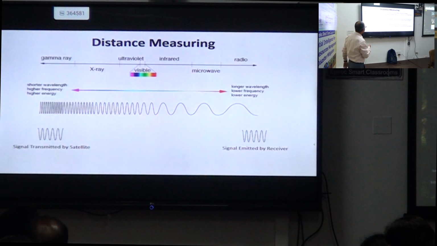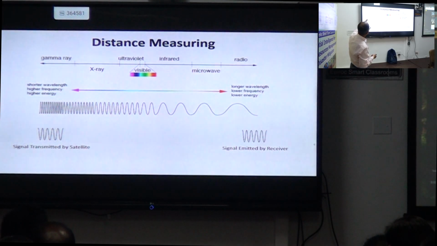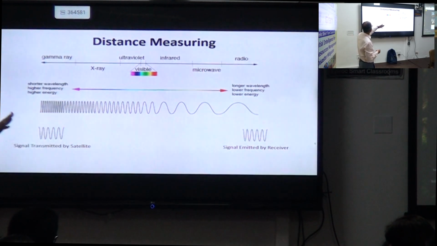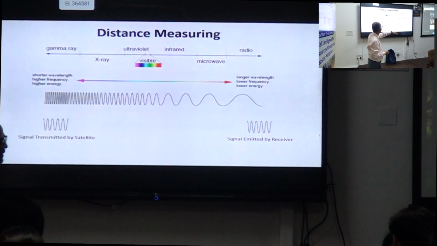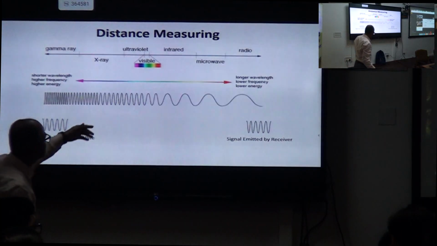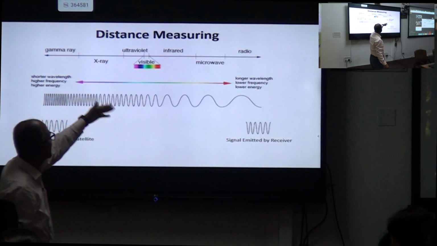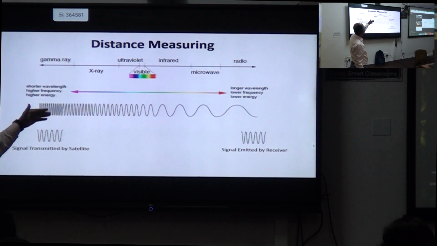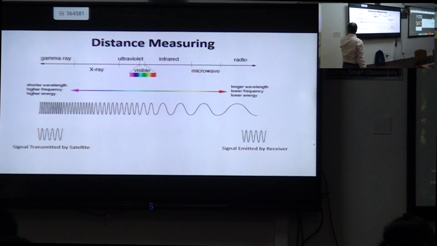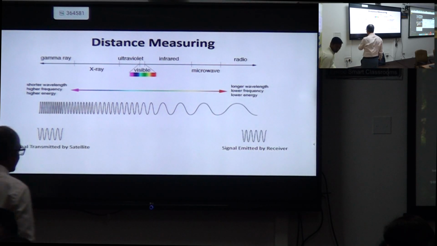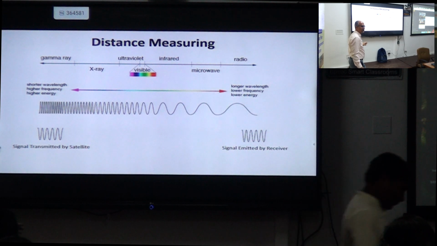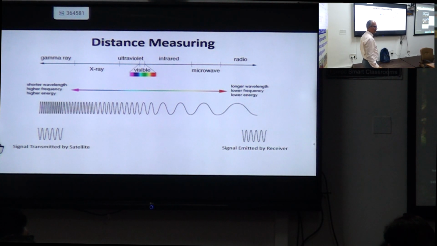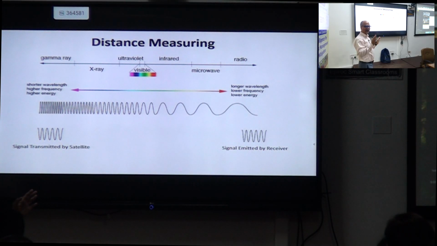Now I think we can just show this here. Distance measuring is one of the things, but we have a different spectrum. The microwave is on this part, and radio is on that side. So this kind of wave is coming.